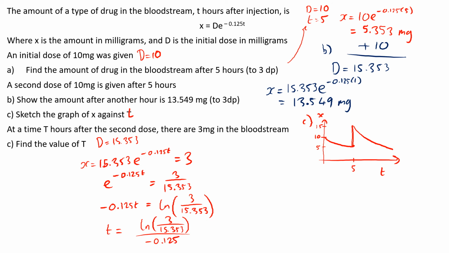By the way, that 15.353 is absolutely right for people getting the 3s and 5s confused. So stick that in our calculator and we'll get a value of just over 13, so 13.06. So we can say that 13.06 hours is our value of t. Cool.